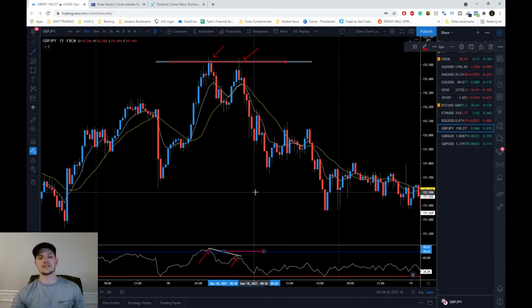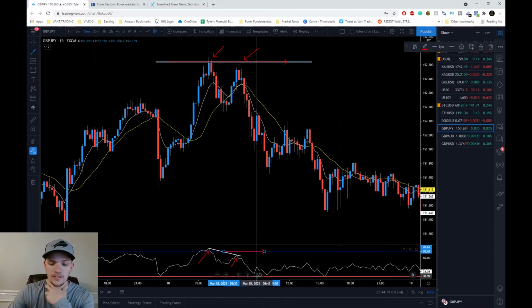Now, keep in mind, these strategies I'm showing you are my interpretation. There are many different ways that traders will trade price divergences or see it differently. This is how I trade it and how it works for me. Just keep that in mind. But this second high, the lower high, has to be below the 70 overbought level.